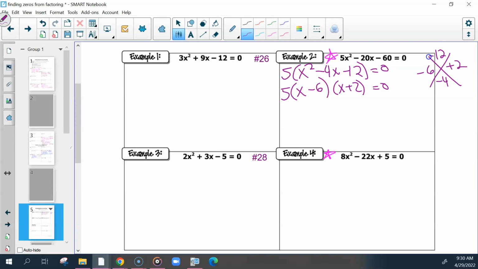Set your factors equal to 0. In this case, you would not set 5 equal to 0 because it doesn't have an x. If you did that, they wouldn't be equal. So that one doesn't have a solution. So we just look at the x parts. So what would our solutions be? 6 and negative 2. If it had 5x, that would be different because then we could solve it. But if it's just a number, we just leave it off.